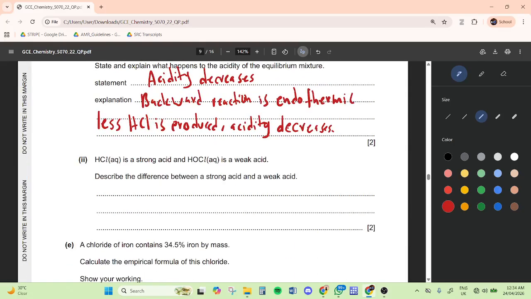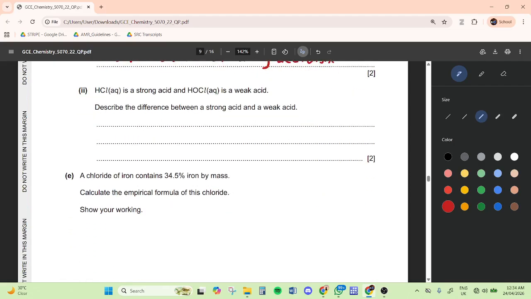So HCl is the strong acid and HOCl is the weak acid. Describe the difference between a strong acid and a weak acid. So this is a tale as old as time. They've always told you that a strong acid undergoes complete dissociation to give hydrogen ions, whereas a weak acid partially dissociates to give hydrogen ions. So you're going to write that.